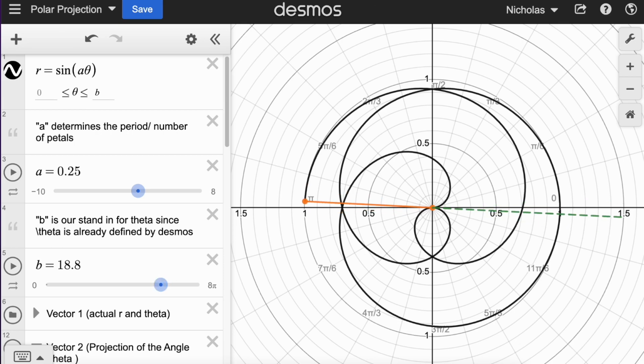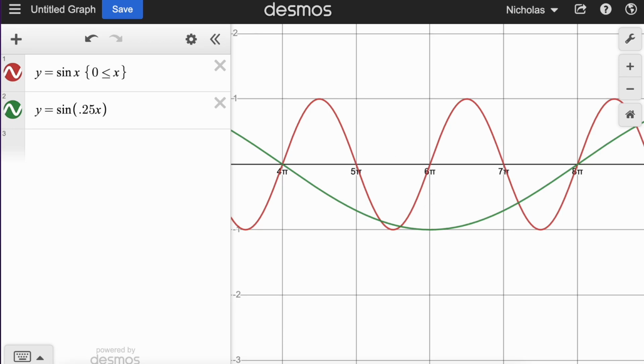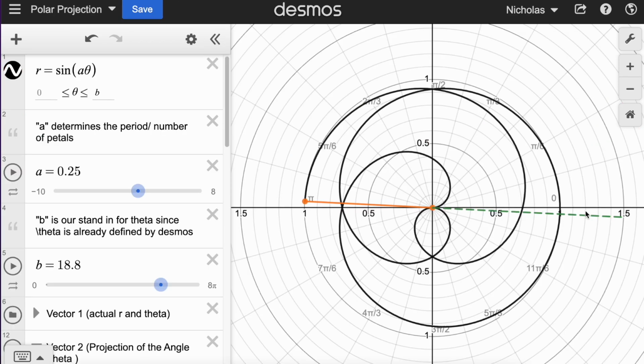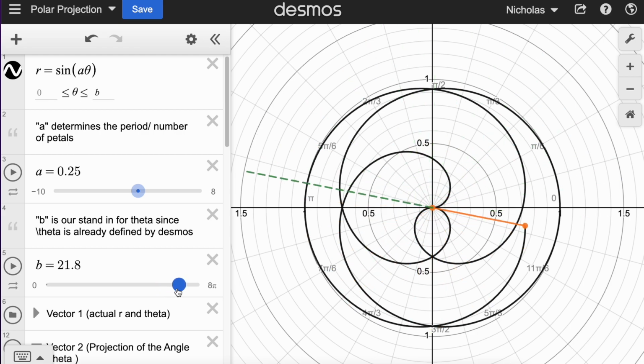This has got to be, what is this now? 6 pi? My angle, yep, my angle's projecting at 6 pi. I've gone around 3 times now. And my r is negative, so it goes backwards. Now we decrease and complete our cycle by 8 pi, creating this nice shape.